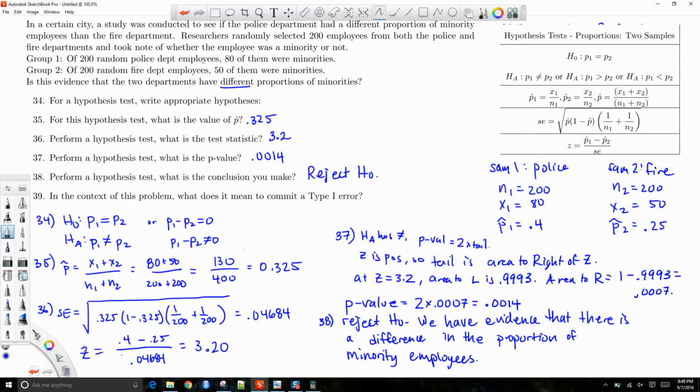And then 39, what does it mean to commit a type 1 error? I've kind of run out of space on this page, so I'll just write the answer to 39 right here. In a type 1 error, we are mistakenly rejecting the null. This means that in truth, the police department and fire department have the same proportion of minority employees. But in reality, we conclude that they are different.